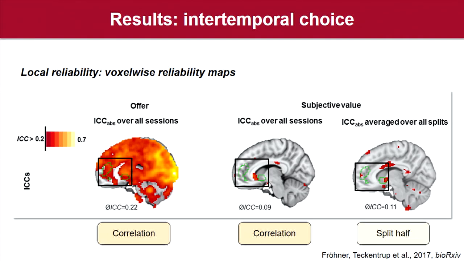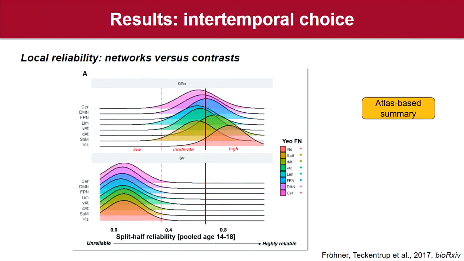And what was especially striking, when we had a look at common value tracking regions from other publications, so the ventromedial prefrontal cortex and the ventral striatum shown here in green, then the offer contrast had more reliable voxels in these common value tracking regions than the subjective value contrast that is intended for that, which is also a very striking result. Then we also saw, well, perhaps there are also some differences in networks.